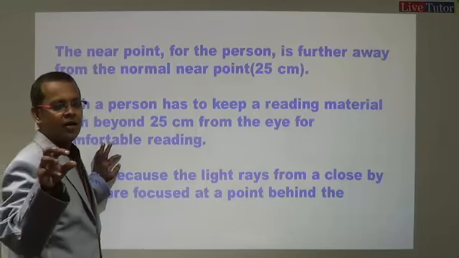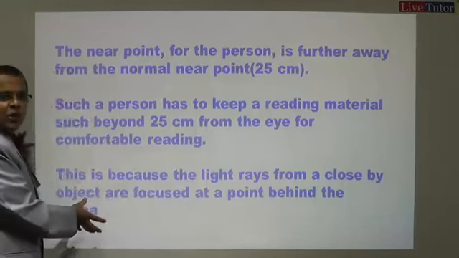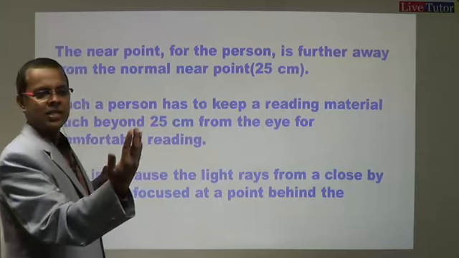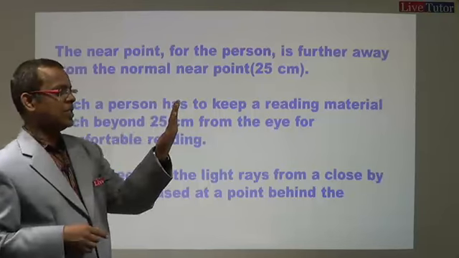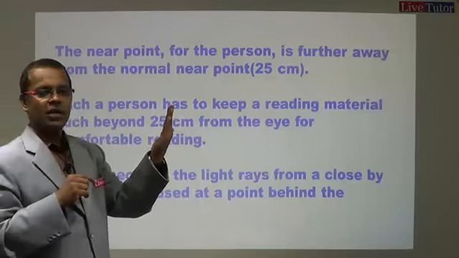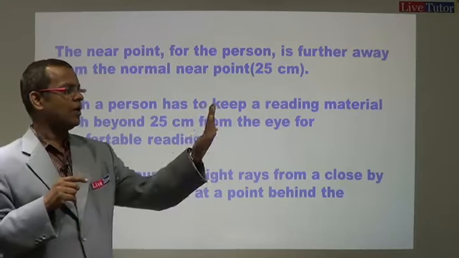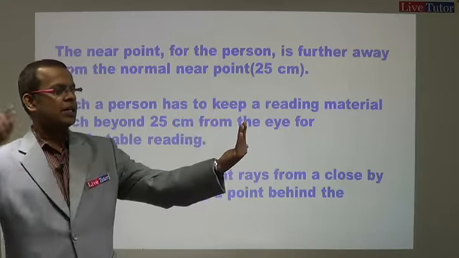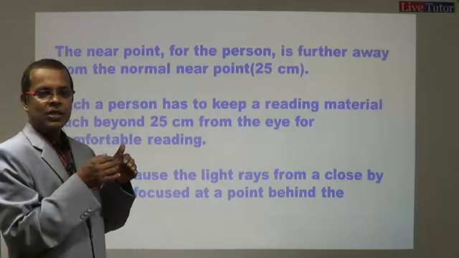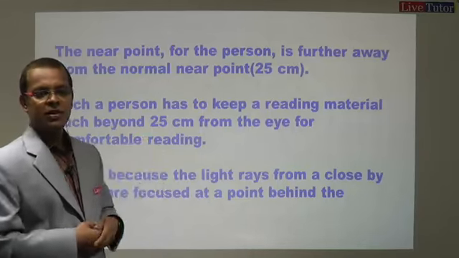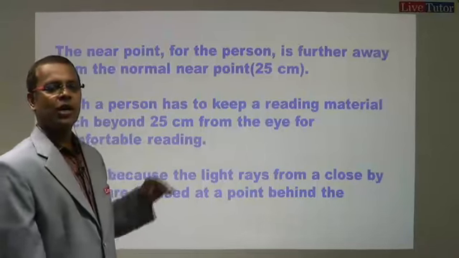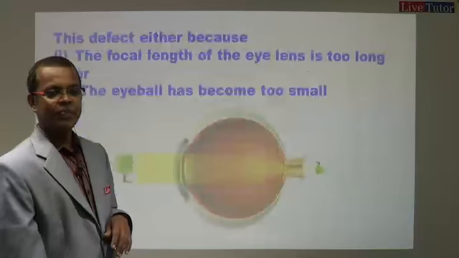Because the light rays from the closer object are focused at a point behind the retina. You understand? Suppose I keep an object at 25 centimeter, the image of the object will be formed behind the retina. So what I have to do, I have to move the object a little bit away from 25 centimeter, then only I can keep the image on the retina exactly. That is how there is a shift in the near point for those persons. Due to that problem only, they are not able to see the nearby object very clearly, so they are called far-sighted.